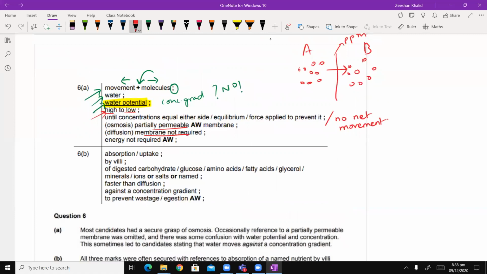In diffusion, membrane not required and energy not required. So how many points have they written? 1, 2, 3, 4, 5, 6, 7, 8 points they have given. Any 7 points out of these 8 points would do for you.